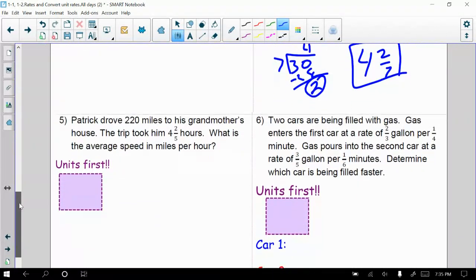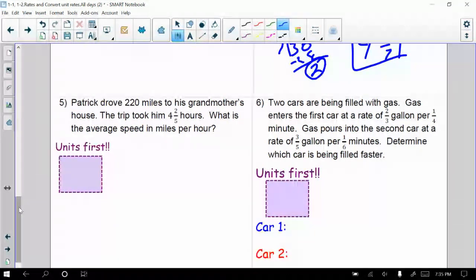All right, word problems. Remember, use your cubes. Circle numbers, underline keywords, box in the question, and eliminate anything extra they give you. So there are 2 cars being filled with gas. Gas enters the first car at a rate of 2/3 gallons per 1/4 minute. Gas pours into the second car at a rate of 3/5 gallons per 1/6 minute. Determine which car will be filled faster. So that's our question. Which one's faster?